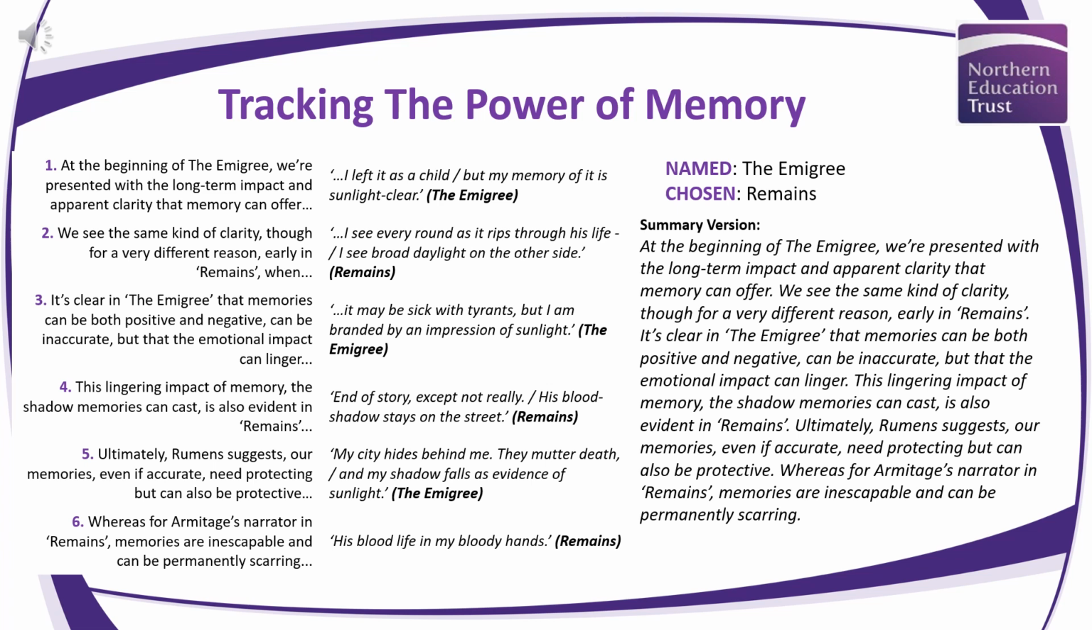As ever, I'm going to start at the beginning of the named poem. At the beginning of The Emigre, we're presented with the long-term impact and the apparent clarity that memory can offer. And the quotation: "I left it as a child, but my memory of it is sunlight clear." For my second paragraph, I'm going to shift across to Remains, where we see the same kind of clarity, though for a very different reason. Early in Remains: "when I see every round as it rips through his life, I see broad daylight on the other side."